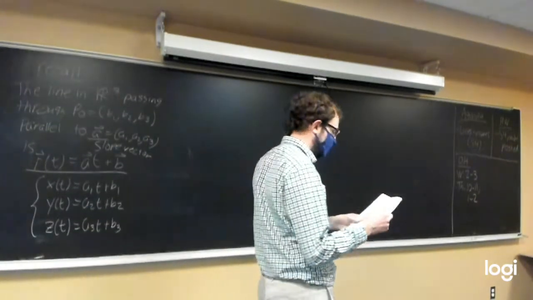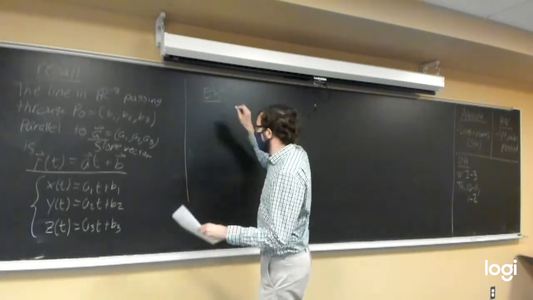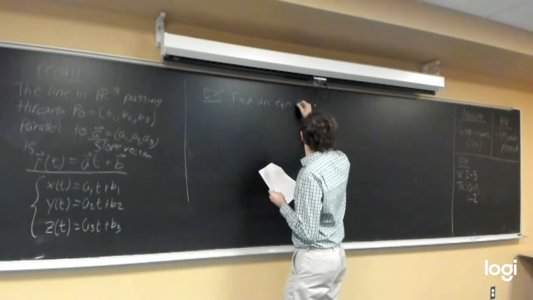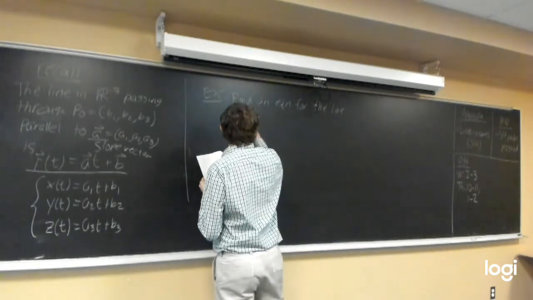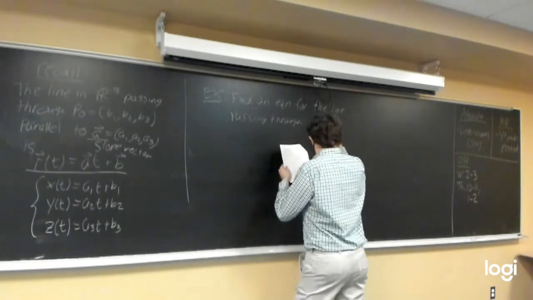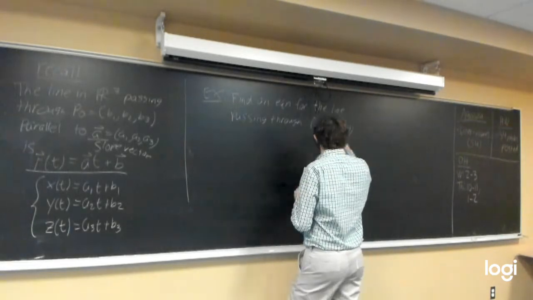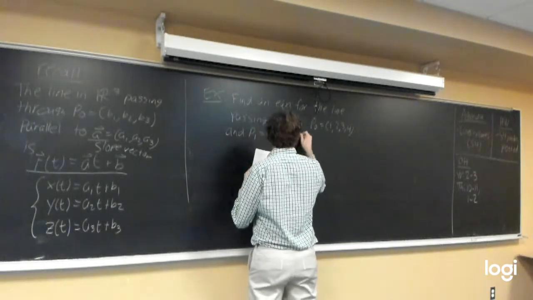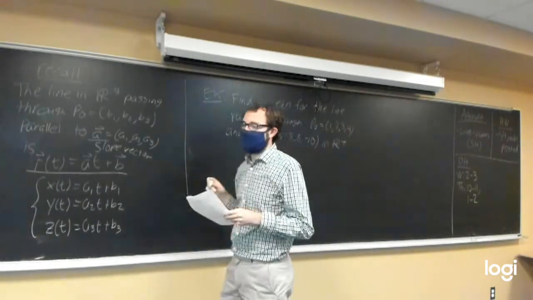Before we move on from lines, there is one more question I wanted to ask the class. I'm at the bottom of the second page of the packet here. Find an equation for the line that's going to be passing through 2 points, let's say P naught equals (1, 2, 3, 4), and P1 equals (0, -5, 8, -10), in R4.